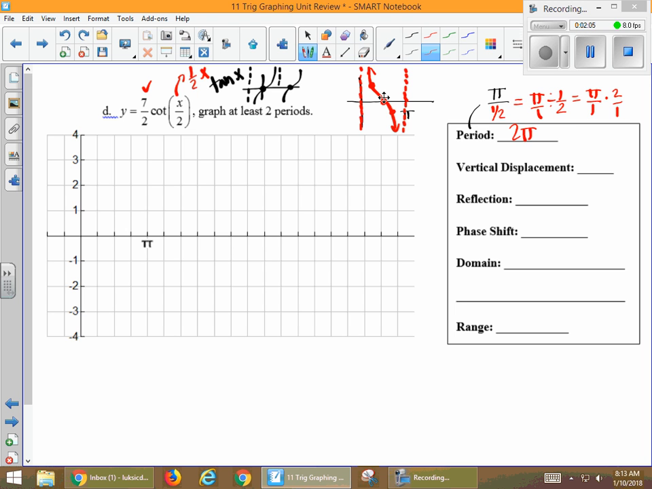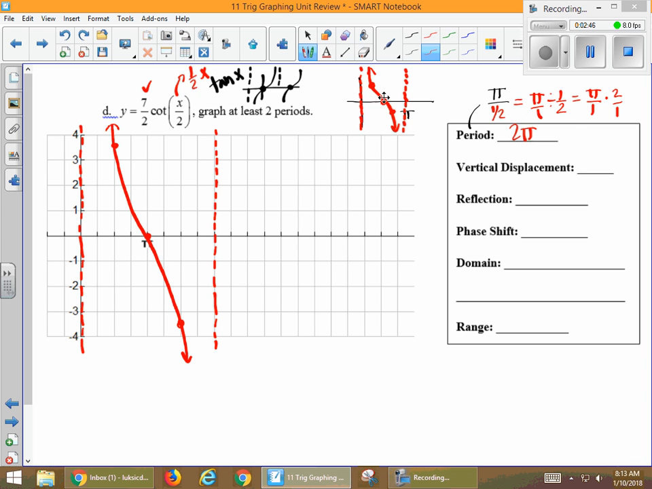So we're going to take that normal cotangent function and stretch that asymptote at pi out to 2 pi. That does not affect the asymptote that lives on the y-axis. The only thing that would affect that one would be a phase shift. So pi is 4 units out. 2 pi is going to be 4 more units out. We're going to have an x-intercept at pi. At pi over 2, we're going to go up to 7/2, which is 3.5. And at 3 pi over 2, we're going to go down to negative 3.5.